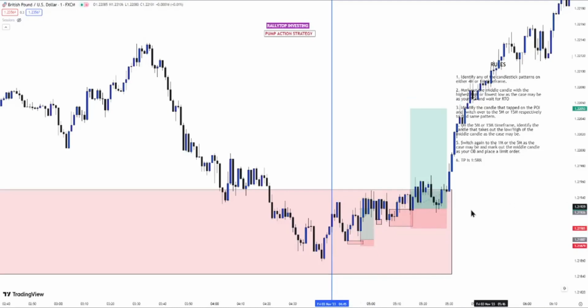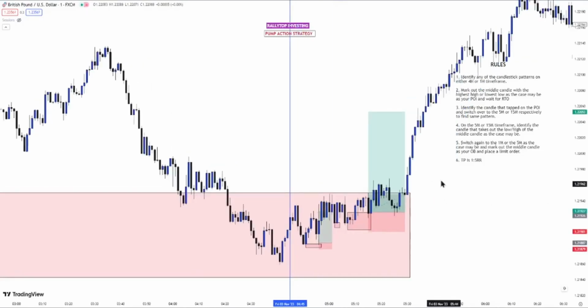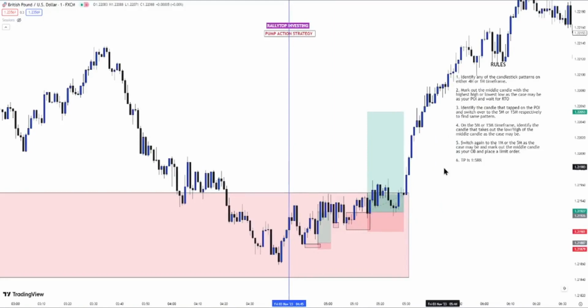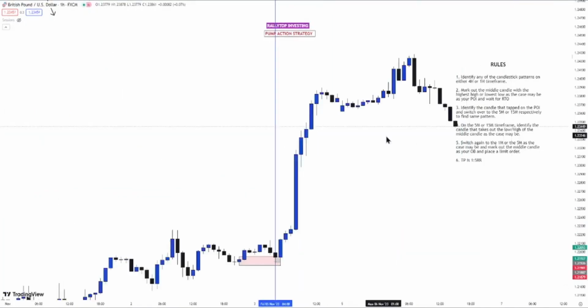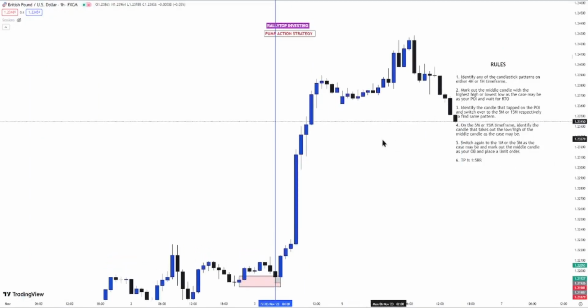Simple trade. Simple. Now, we have to go back to the 1H time frame and see what is going on there. Okay. So we are back to the 1H time frame. Now, as you can see, we want to start looking for our pattern again.